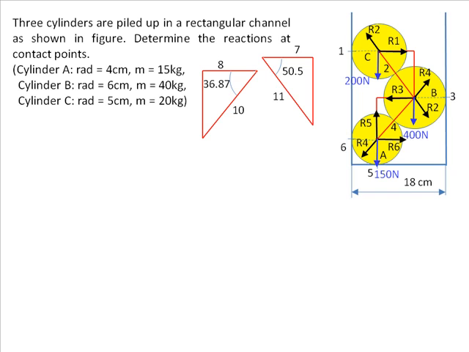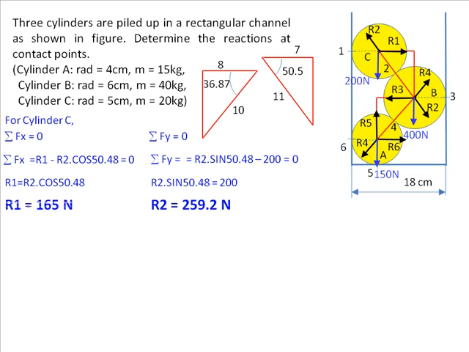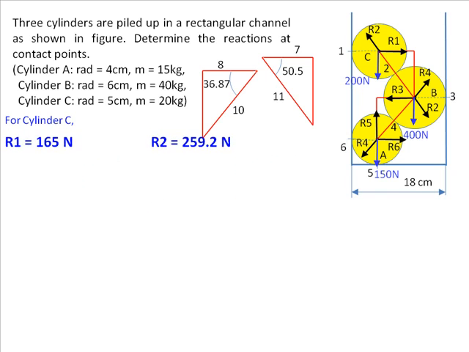So now we are ready. We have the free body, we have the geometry. We take cylinder C and write sigma Fx equal to 0, sigma Fy equal to 0. Sigma Fx equal to 0 tells us R1 minus R2 cos 50.48 equals 0, so you get R1 as R2 cos 50.48. Sigma Fy is R2 sin 50.48 minus 200, that is, R2 sin 50.48 is equal to 200. You can solve for R2 and R1 and keep it aside.